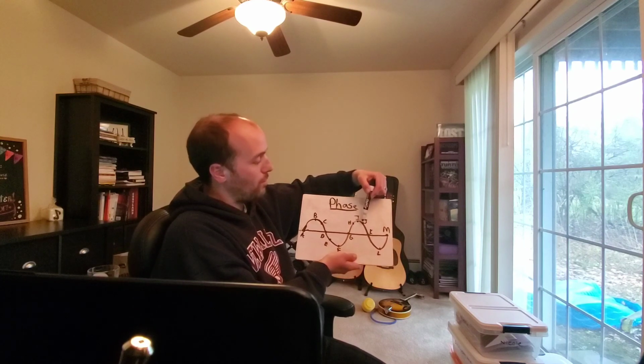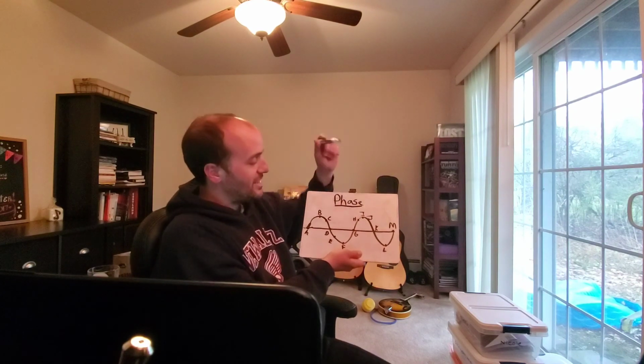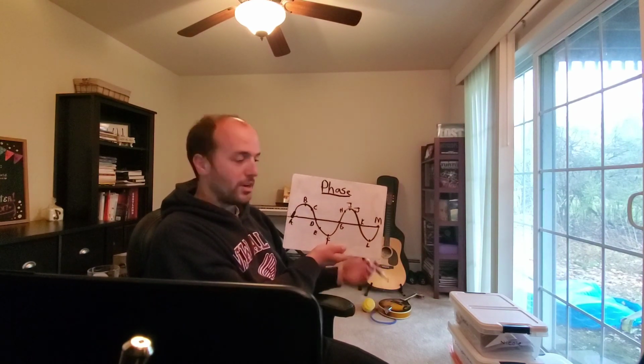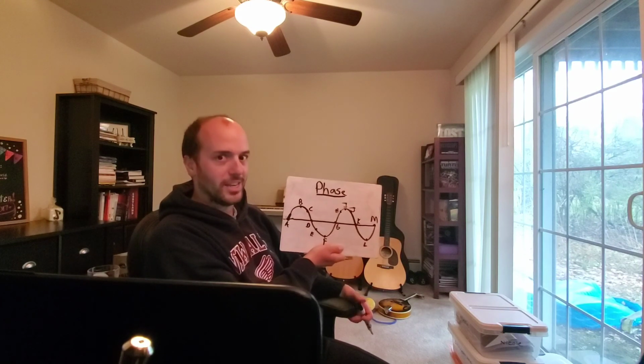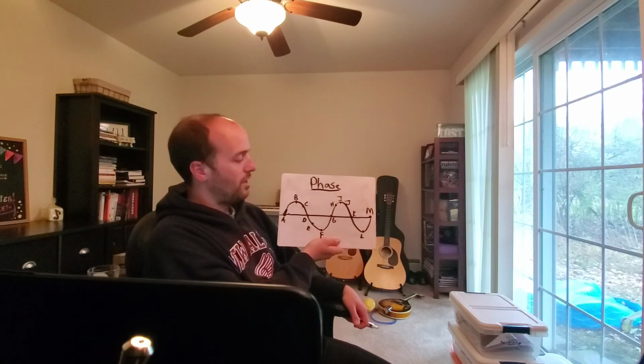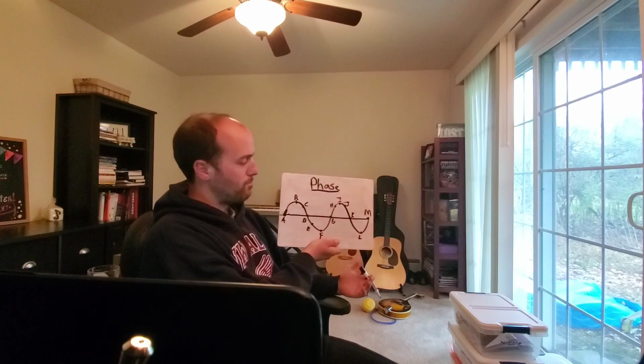Come back around, oh look, J. J and C are in phase because they're doing the same thing and are at the same kind of level on the wave. Okay? So that's just a basic picture of what it means to be in phase or out of phase. All right, so that's phase.